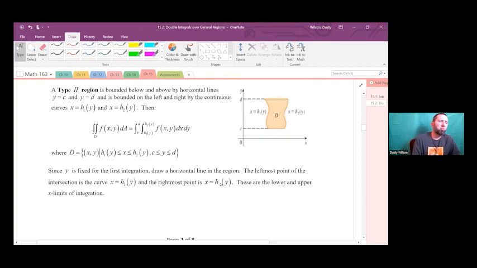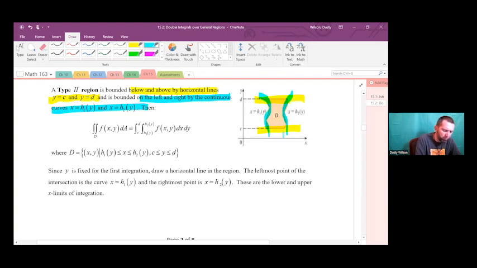A type 2 region is bounded below and above by horizontal lines, that would be here and here. And that's y equals c and y equals d, and is bounded on the left and right by the continuous curves x equals h1 of y and x equals h2 of y. So that would be these curves here, there.